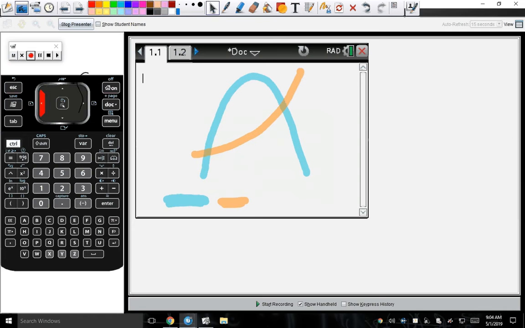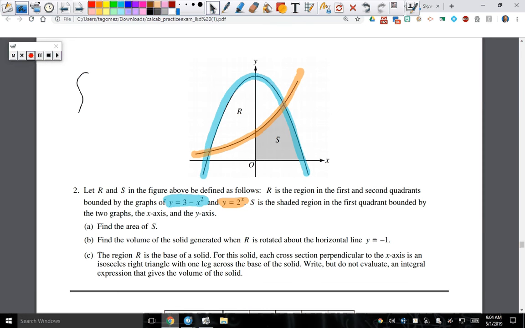Okay, so let's look at the problem. We want to find the area of S. Already, what can you tell me that I'm probably going to be looking for? Where they intersect. So right here, I want to see what is this point, to how many decimals? 6. To see where they intersect. Okay? So we're going to set both of them equal. We're going to do a solve feature, and we'll see what we get.